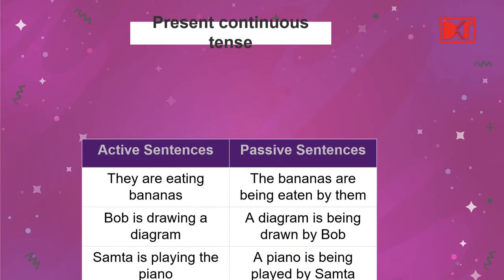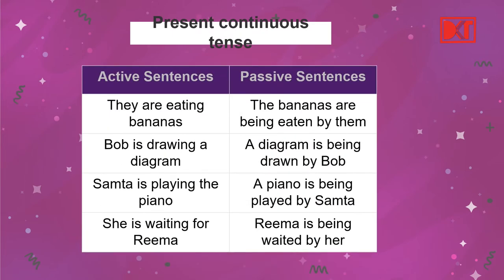Alright, so now the next one is present continuous tense. Present continuous tense, let's see, examples are like here. They are eating bananas, the bananas are being eaten by them. And Bob is drawing a diagram, the diagram is being drawn by Bob. Samta is playing the piano, piano is being played by Samta. She is waiting for Reema.